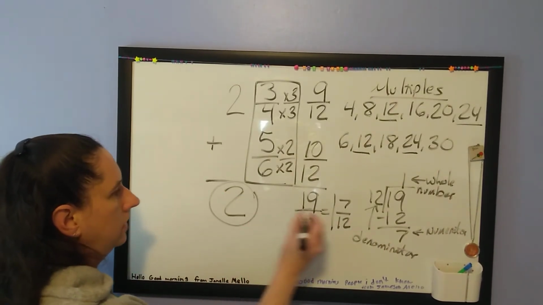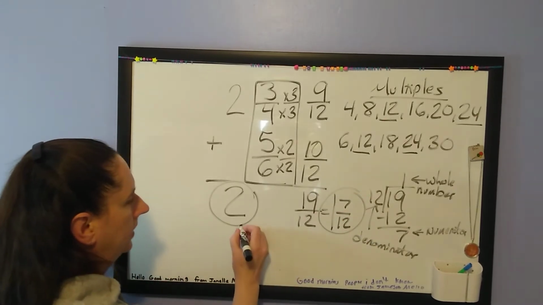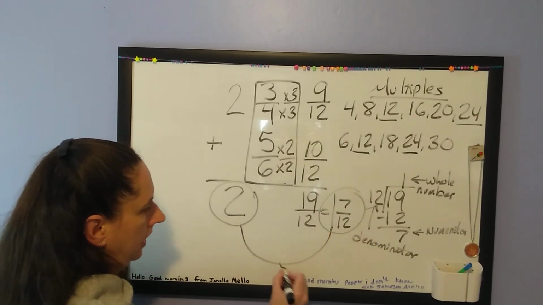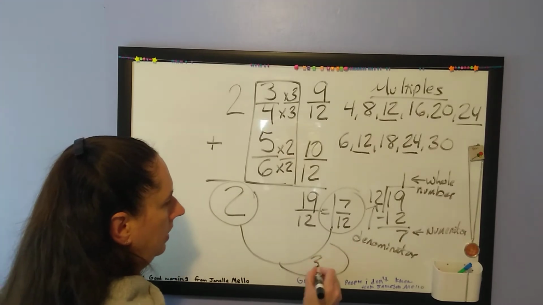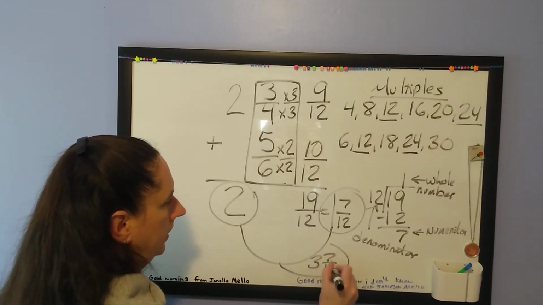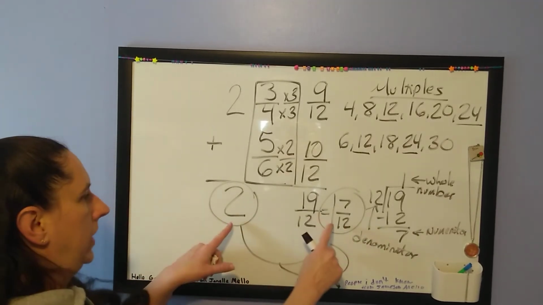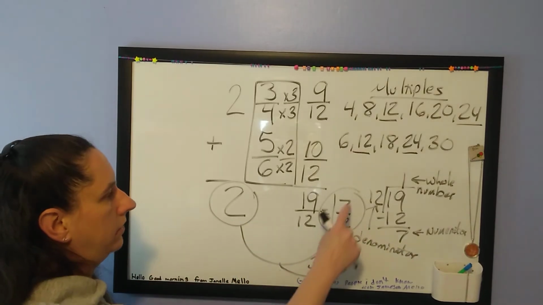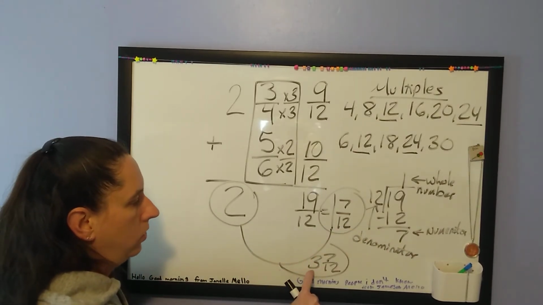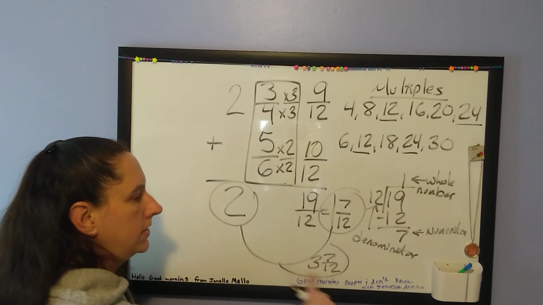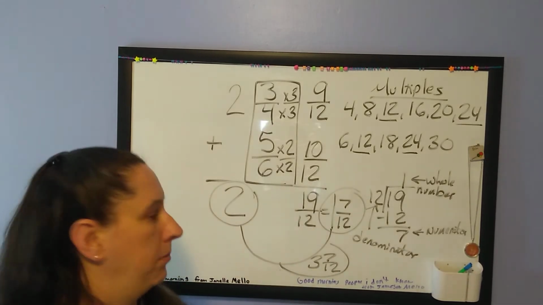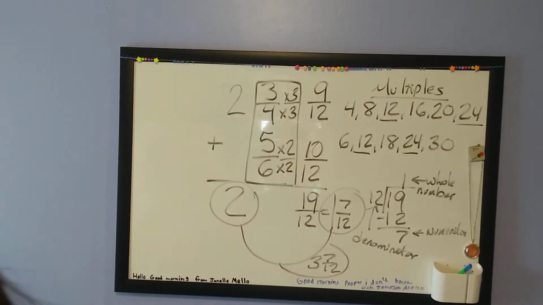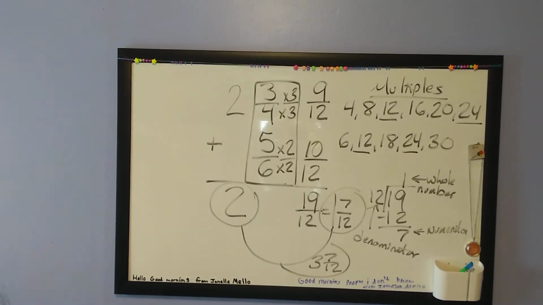So I like to draw it out. Kind of looks like a frog sticking out its tongue, and we put them together to make 3 and 7 twelfths because we added the 2 and the 1 together to make our 3 and we kept our fraction. So our whole number and our fraction together is called a mixed number. So now we have our answer of 3 and 7 twelfths.